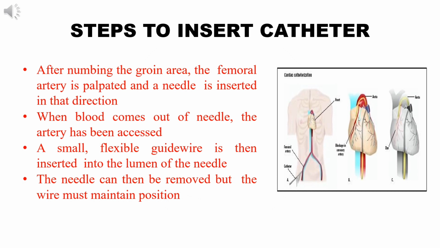Steps to insert the catheter. After numbing the groin area, the femoral artery is palpated and the needle is inserted in that direction. When blood comes out of the needle, the artery has been accessed. A small flexible guide wire is then inserted into the lumen of the needle, and the needle can be removed, but the wire must be maintained in position.